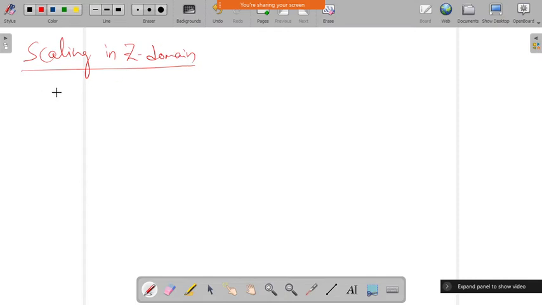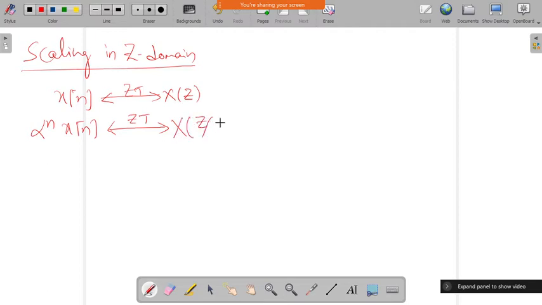What is scaling in Z domain? If we have the input signal x of n and its Z transform pair, which is X of Z, and now we have the scaling factor alpha power n into x of n at the input side, then if we take the Z transform, it will be scaled by this factor alpha in the Z domain, that is X of Z by alpha.